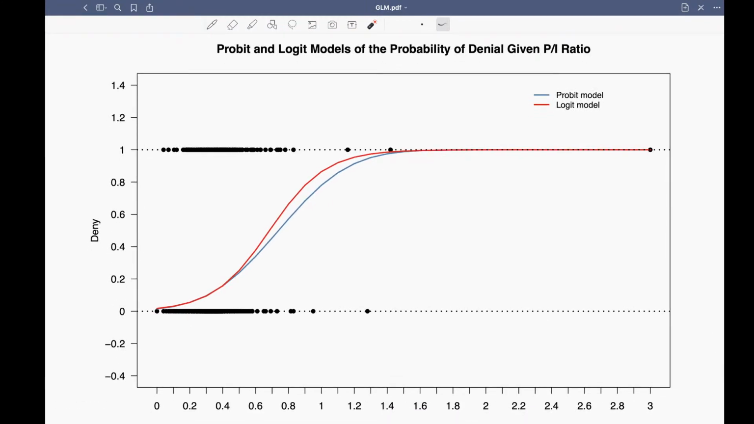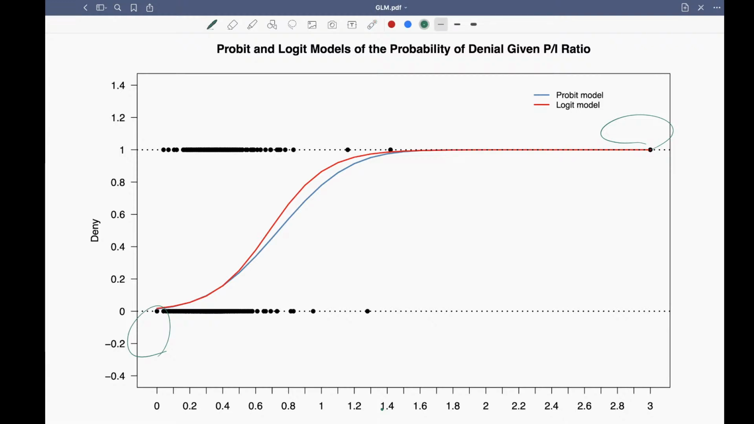We can see both the Probit and the Logit. They are between 0 and 1, not a value less than 0, not a value greater than 1. So they make sense. And in the middle area, they are a little different, but we can use this to interpret our results.